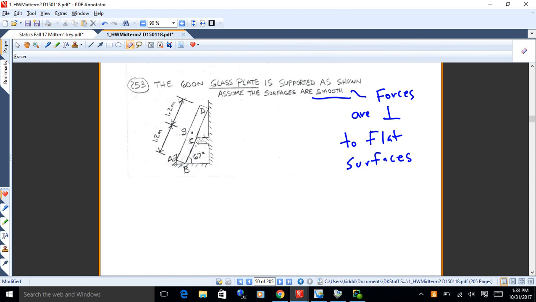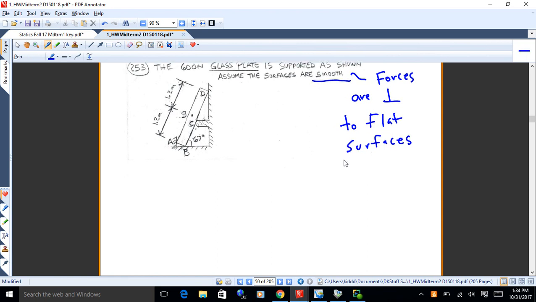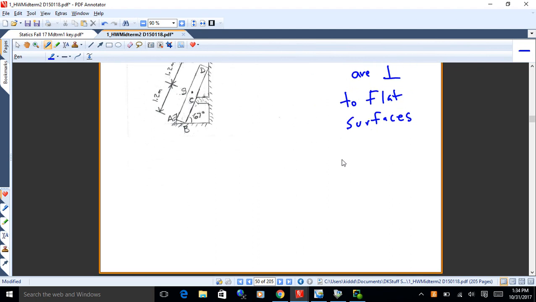Any questions on that? But that's kind of an exercise in just understanding how those smooth surfaces act and to get those angles in there properly as you need to. All right, good with that?